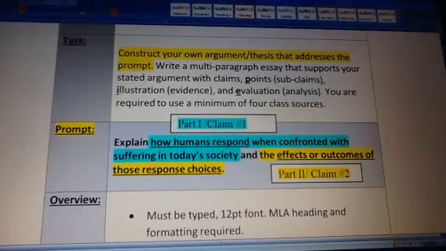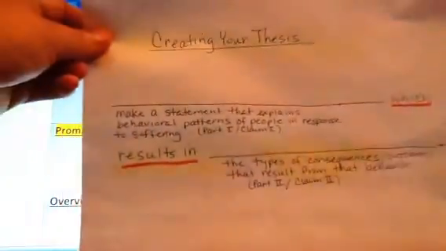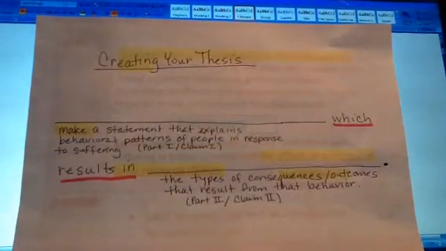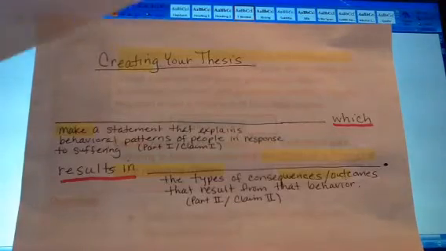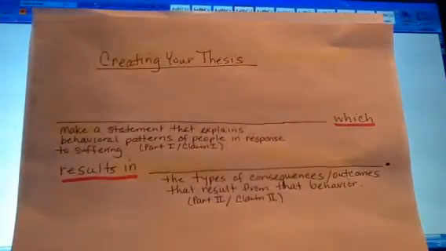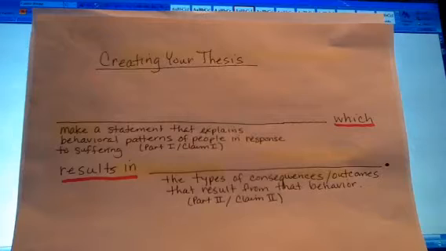So let me show you a possibility, and again this is super low tech and crude, but this gives you an idea what I'm talking about. For creating a thesis, you're going to see I have blank, which results in blank. And underneath the first blank, you're going to need to think about making a statement that explains behavioral patterns of people in response to suffering, which is part 1 of the prompt. Also later, it becomes Claim 1.